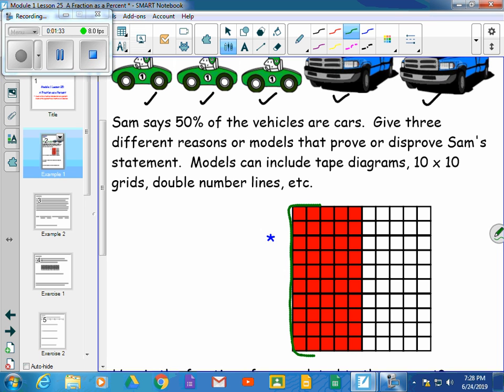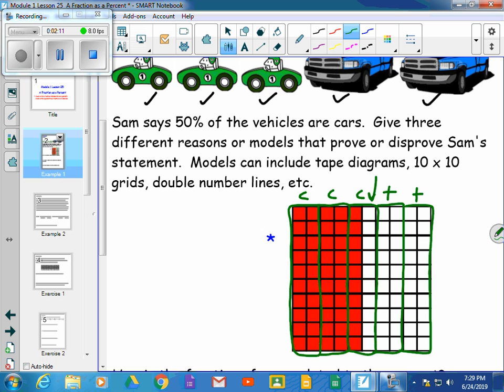To do that, I'm going to circle 20 of those in 1. That's 1 equal part. 2 equal parts. 3 equal parts. 4 and 5. If it was 50%, this part would be car, car, car, and this one would be truck and truck. Well, as you see, this whole part right here is not colored in.